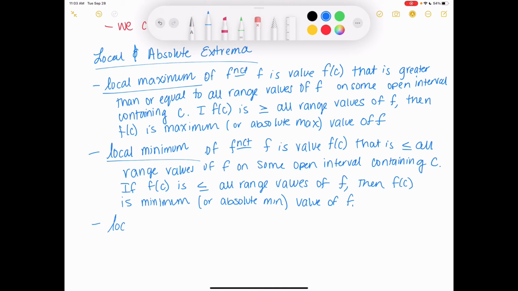And local extrema are also called relative extrema. Just another name for them.